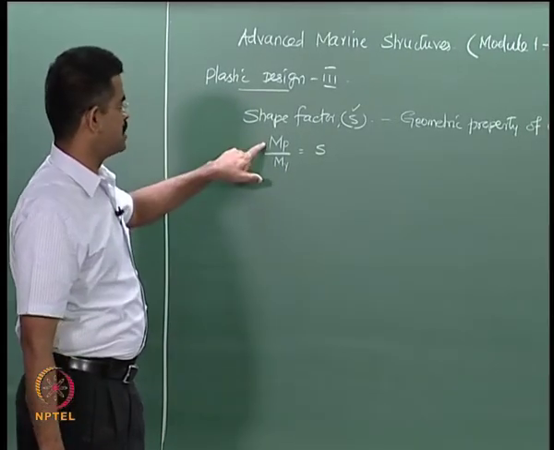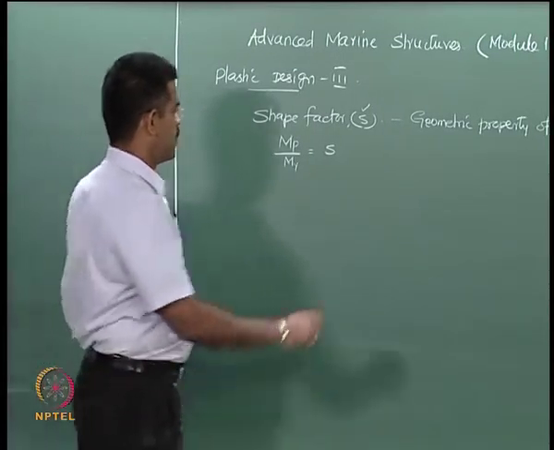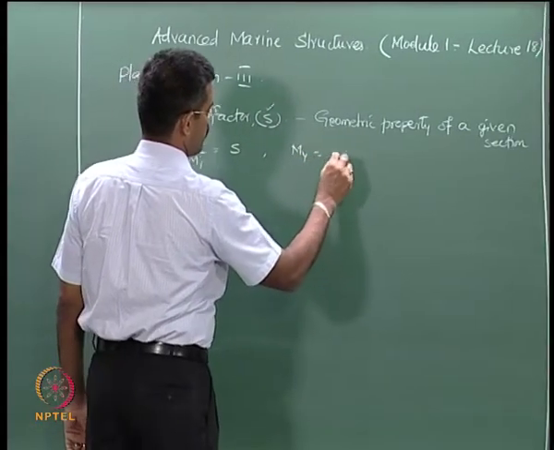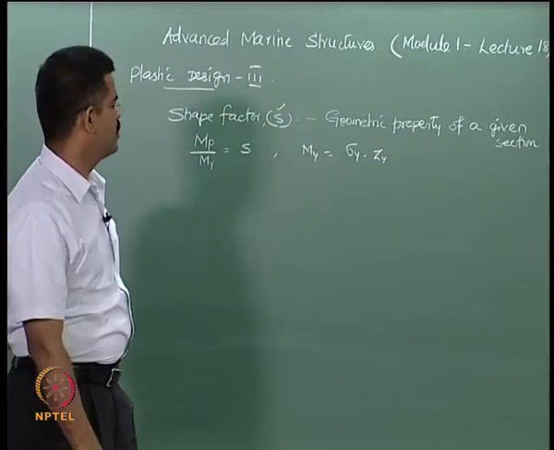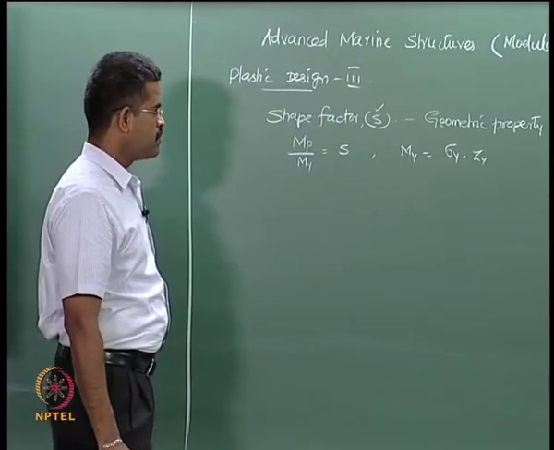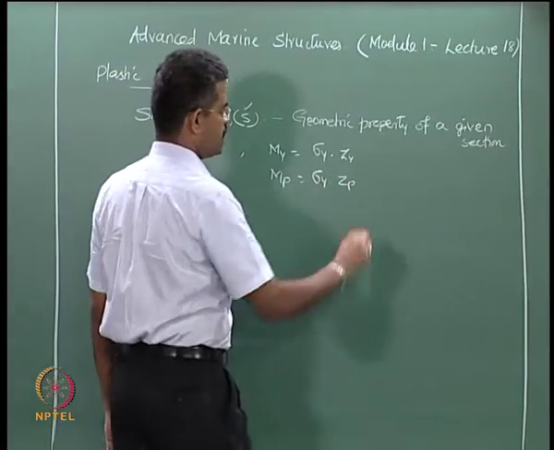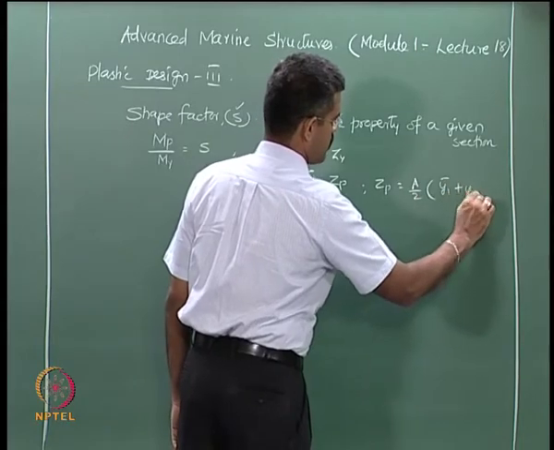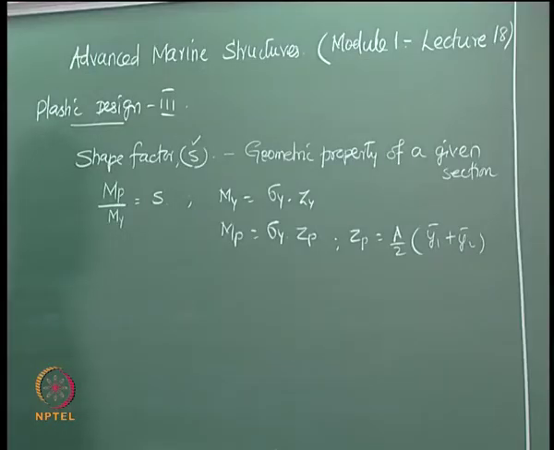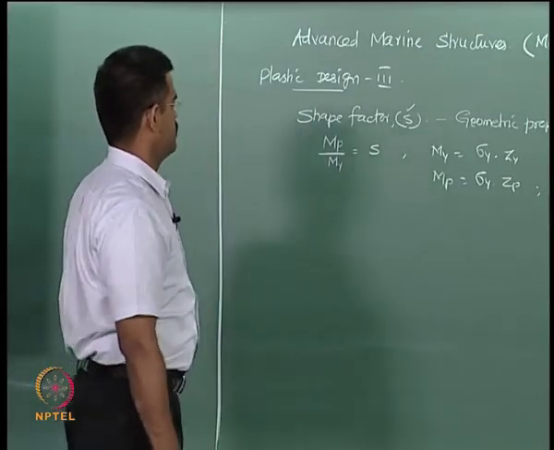We are talking about the plastic moment of resistance of the section, because you can multiply the elastic moment of resistance, which is nothing but sigma y into Z y or Z e or simply Z, which is the section modulus we already know for a given section, whereas M P is again given by sigma y of Z P, where Z P we already know is given conventionally by A by 2 of y bar 1 plus y bar 2, where y bar 1 and y bar 2 are the centroids of the respective tensile and compressive areas with respect to the equal area axis, and A is the total area of cross section which is getting plasticized.